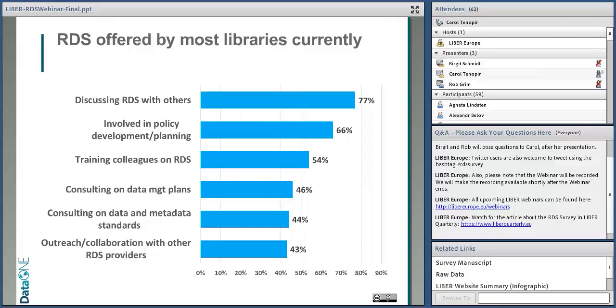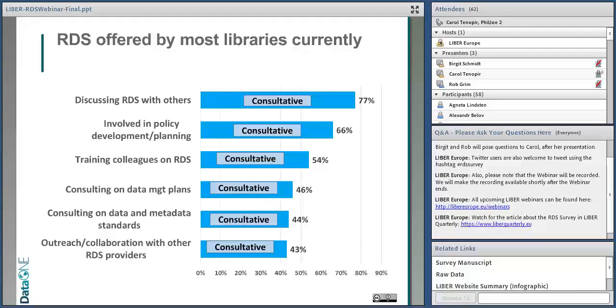About 44% say they are offering consulting services about metadata standards or providing data, and then another 43% are doing outreach and collaboration services. I think what is important about these top services that are being offered now is that they all fall into what I would call the consultative kind of category of services. That is, they are those that are informational.